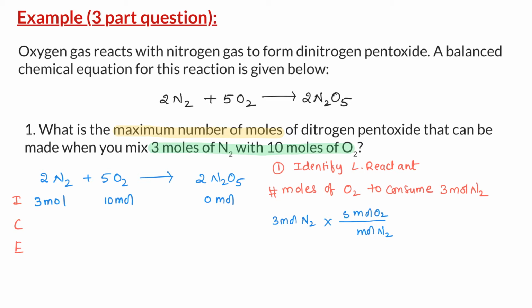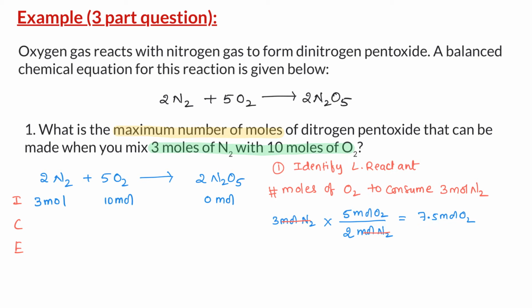And from the balanced equation, we can write 5 moles of oxygen per 2 moles of nitrogen. The moles of nitrogen gets cancelled, and if we do the math, we get 7.5 moles of oxygen. That is, to completely consume 3 moles of nitrogen, we need 7.5 moles of oxygen.